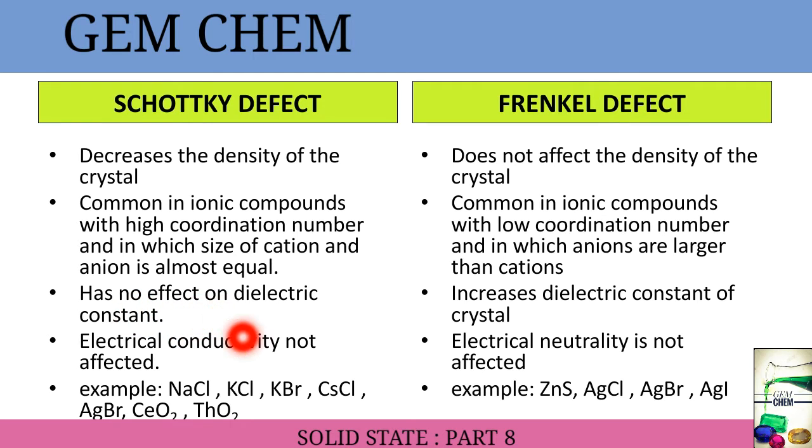Schottky defect has no effect on the dielectric constant, whereas Frenkel defect increases the dielectric constant of the crystal. Electrical conductivity is not affected, and here the neutrality is also not affected. Examples for the Schottky defect are NaCl, KCl, KBr, CsCl, AgBr, CeO2, that is cerium oxide, and thorium oxide. Whereas in Frenkel defect it is ZnS, AgCl, AgBr, AgI. If we look carefully, we can see that Schottky defect and Frenkel defect both occur in AgBr, right?